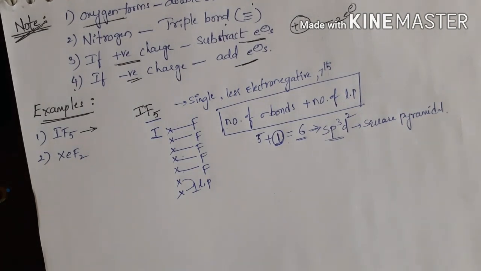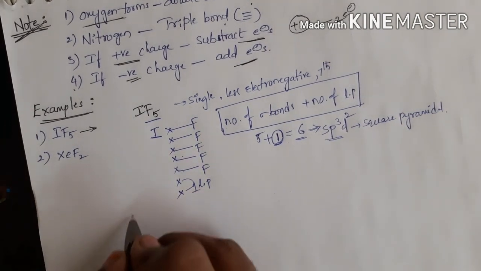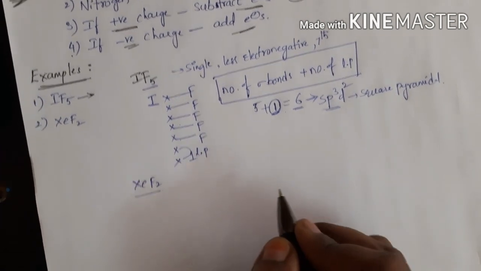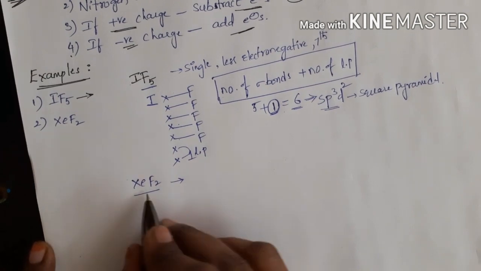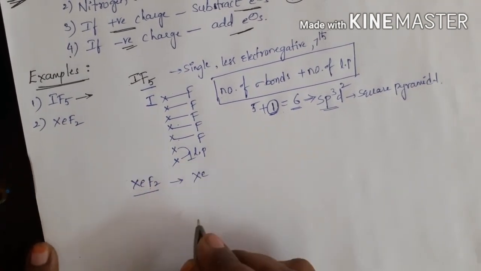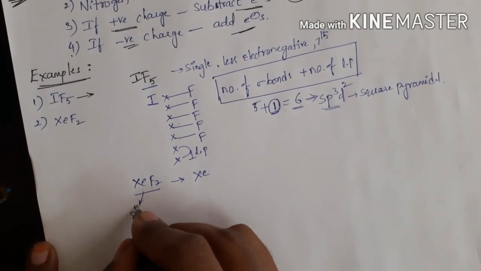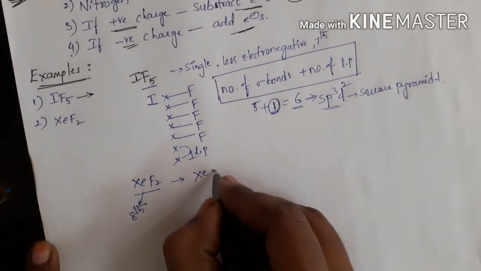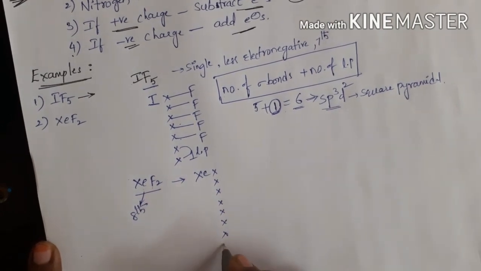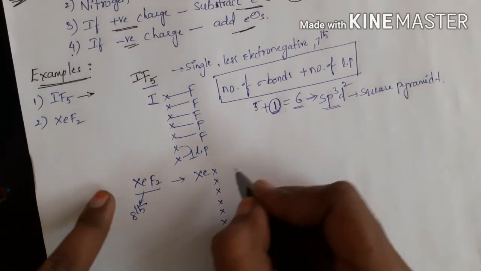Next, coming to the second example, that is XeF2. I am taking this one. So find out the central atom in this one. Fluorines are 2 in number, xenon is 1 in number. So xenon is the central atom. It belongs to which group? 8th group. So write down the 8 electrons like this: 3, 4, 5, 6, 7, 8 electrons.